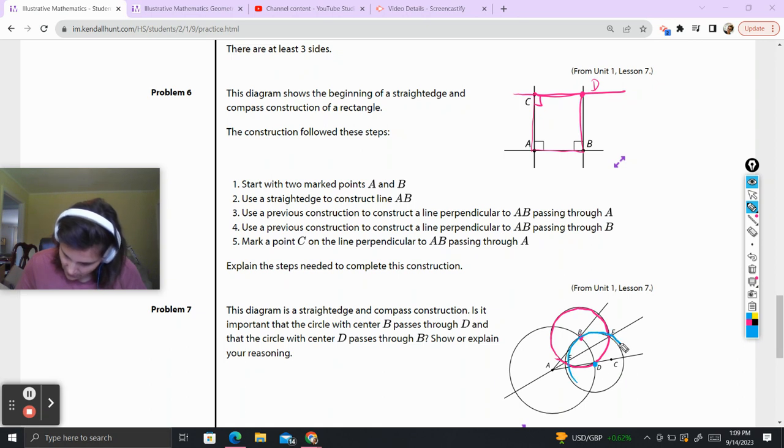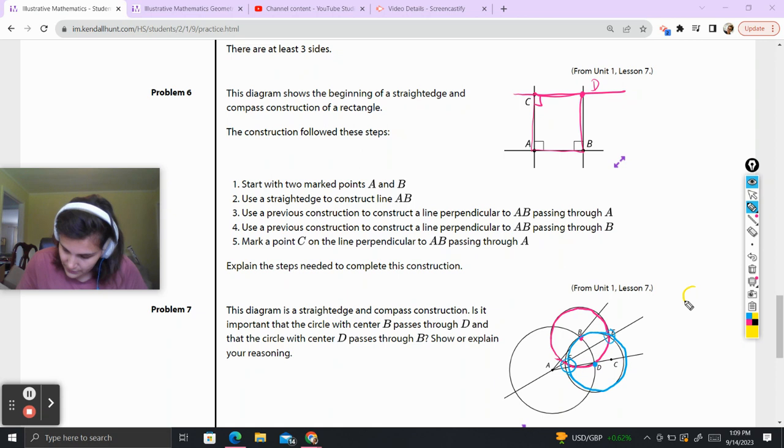So is it important that they pass through each other? The answer to that question is no. It does not matter if they pass through each other. The only thing that does matter is that the circles are the same size, so they have the same radius, and that they are congruent.